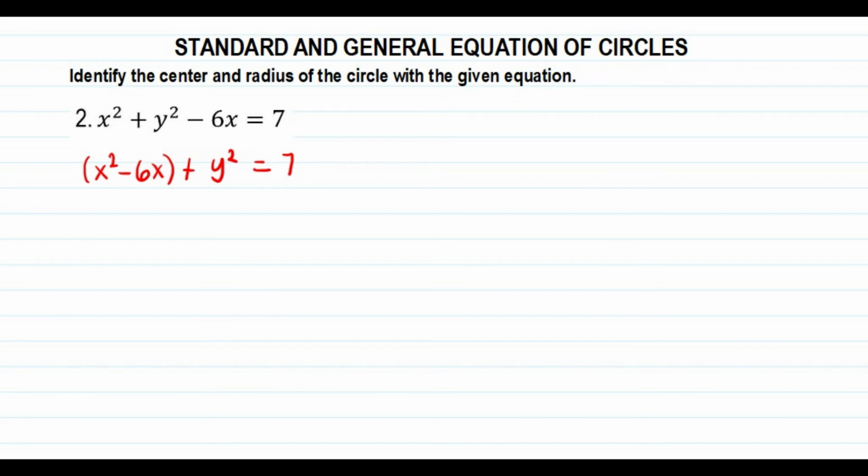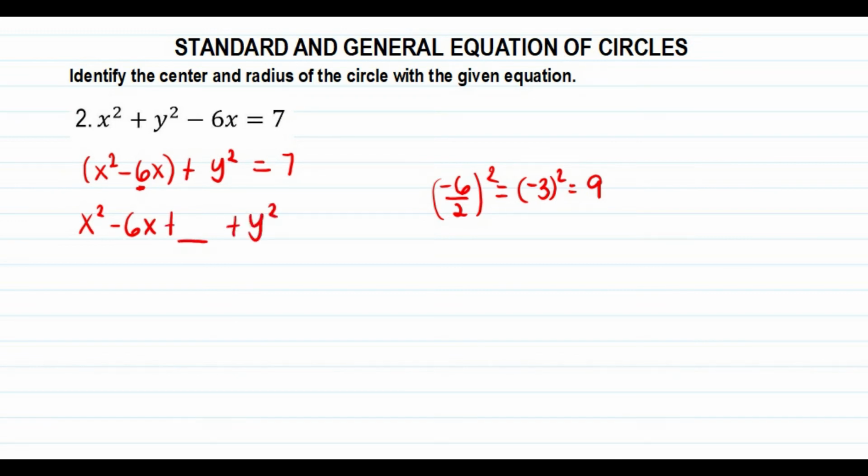Now, we will use completing the squares. Diba? We will use completing the squares. Ito lang naman ang may middle term eh. Okay? So, next step is negative 6 divided by 2 squared is equal to negative 3 squared equals 9. So, we have x squared minus 6x plus blank plus y squared equals 7 plus blank, and that is 9.